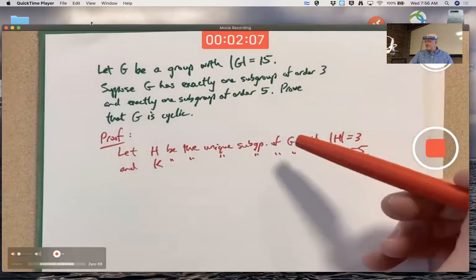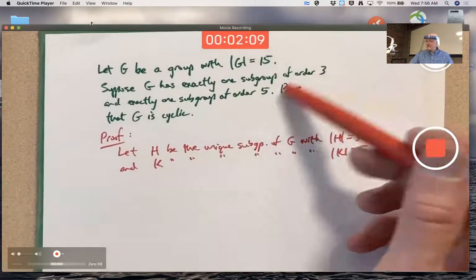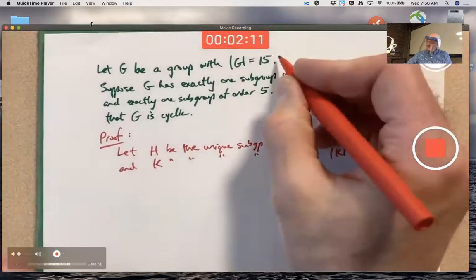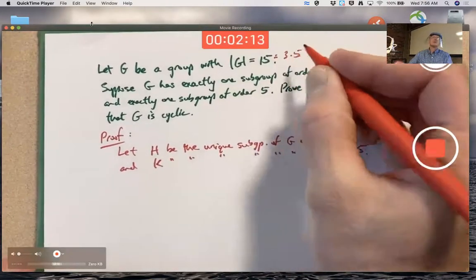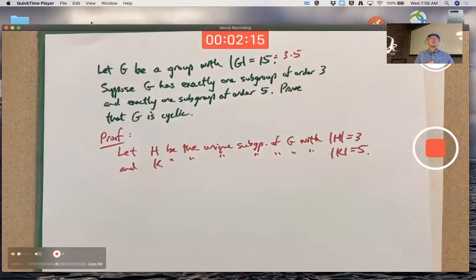It's got exactly one subgroup of each of these orders, 3 and 5. 15 is 3 times 5. Both 3 and 5 are prime. The fact that they're prime is going to be relevant. So we could start by saying let H be the unique subgroup of G with order 3 and K be the unique subgroup of G with order 5. You don't have to necessarily start the proof that way, but it seems fairly logical to me to start that way.